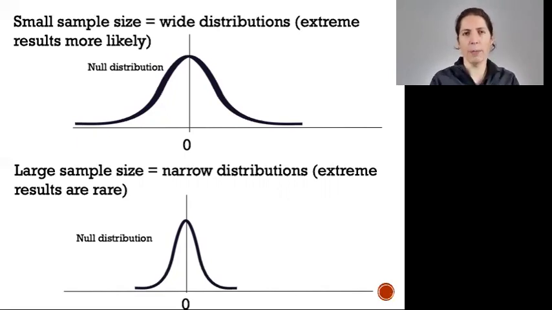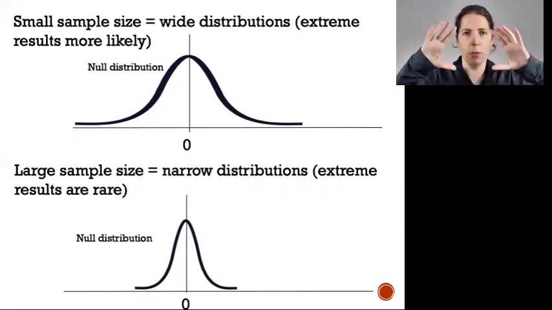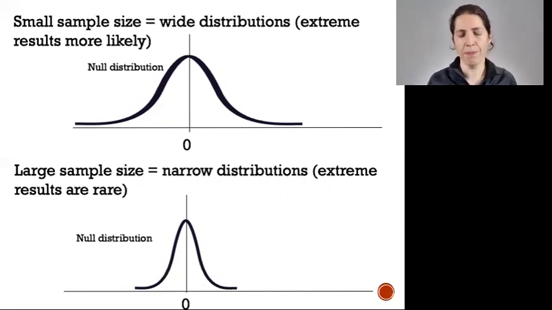So that's a way to think about the fact that with a small sample size, you get fluky extreme results more often. The sampling distribution is wider. Okay.